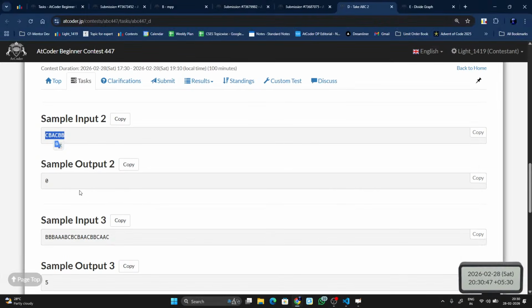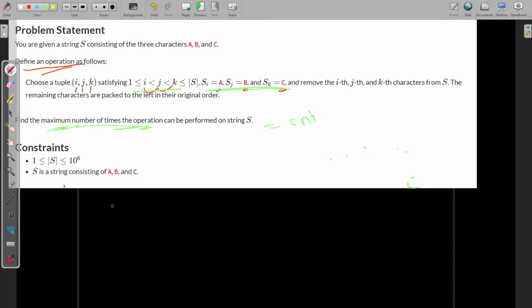The case is CBA and CBB. Now can we select three indices where the pattern corresponds to A, B, and C? Let's start with the earliest A.